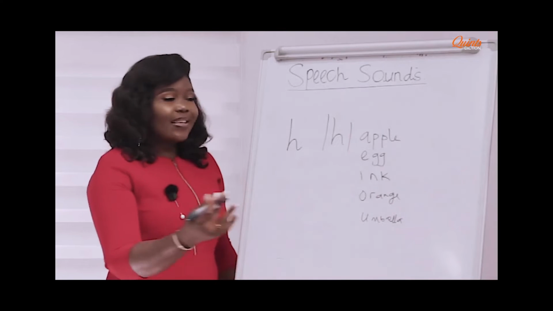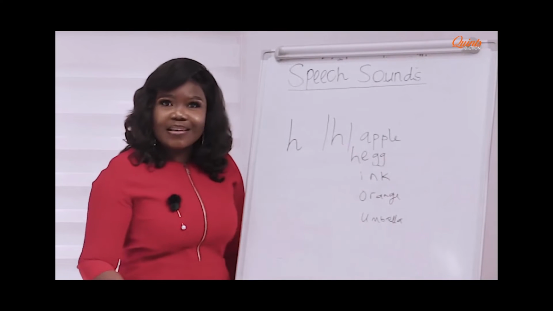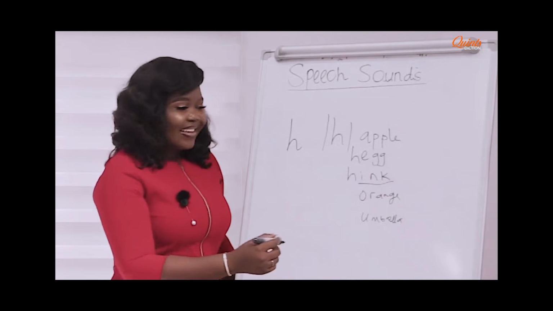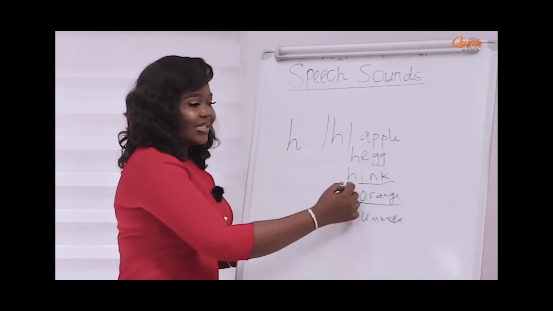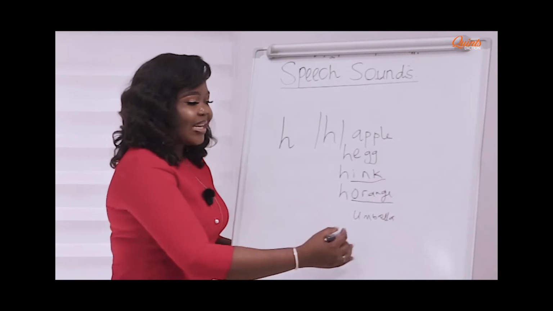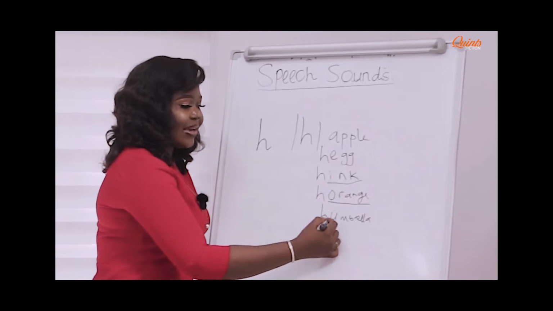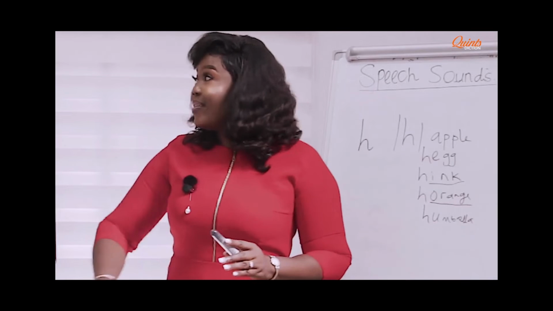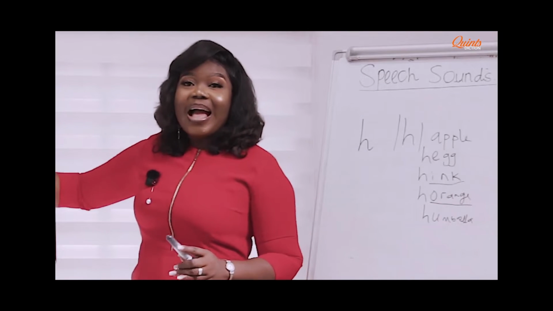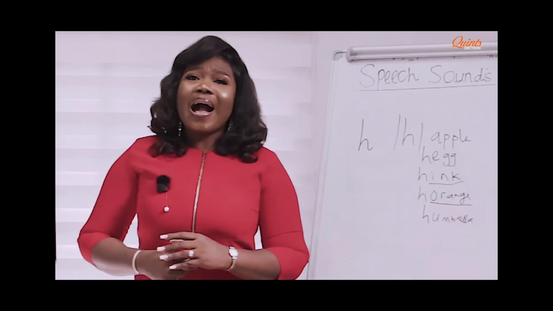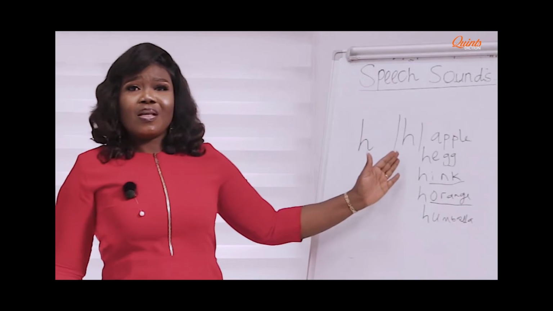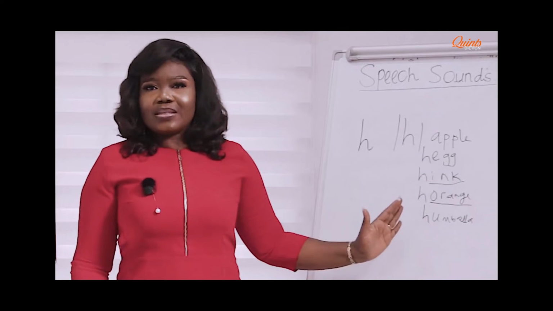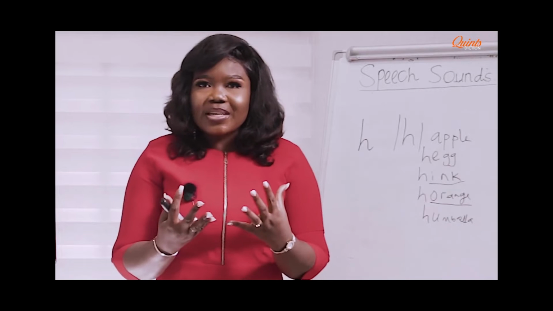Instead of egg, they say hegg. Instead of ink, you hear hink. Instead of orange, they say horange. And instead of umbrella, you hear them say humbrella. That is the H factor, affectation. Affectation is when you add this sound, the H sound in front of your vowel sounds, where you aspirate.